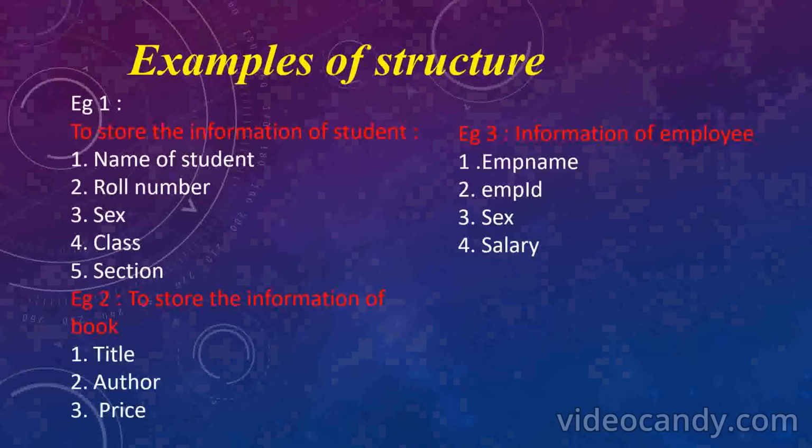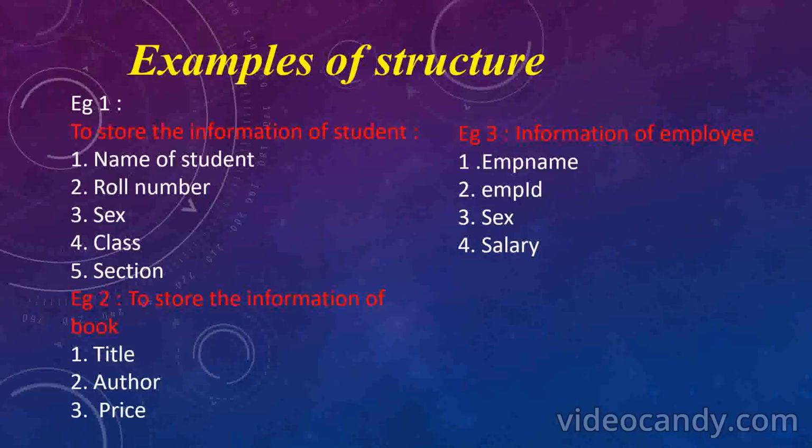So let's understand some examples of a structure. Let us suppose you want to store the information of a student. The information a student can have is the name of the student, roll number, sex, whether male or female, class, section. Similarly, to store the information of a book, the information we may require is the title of the book, author, and its price. Similarly, information of an employee would be employee name, employee ID, sex, and salary.